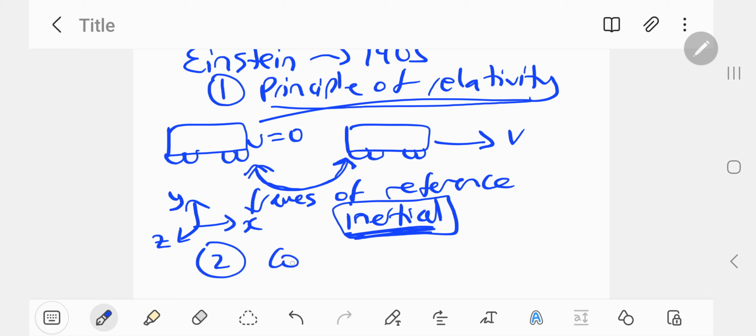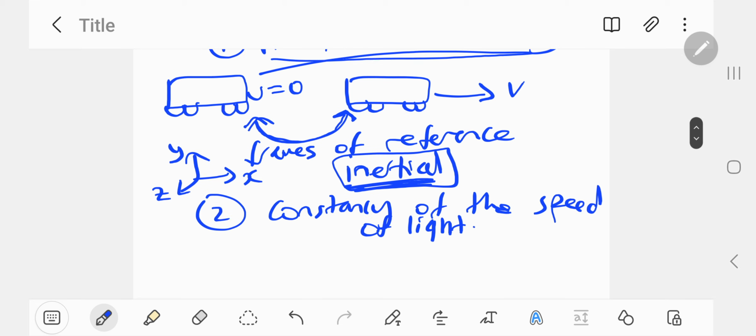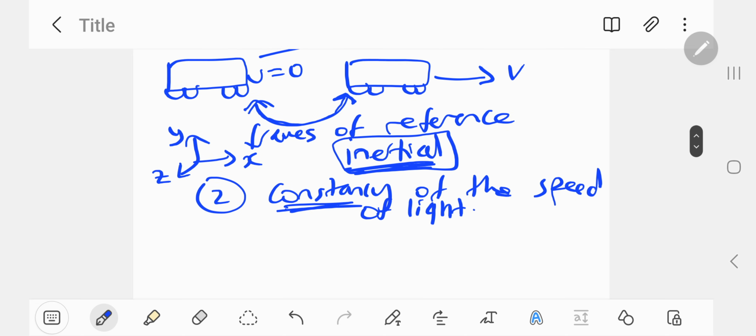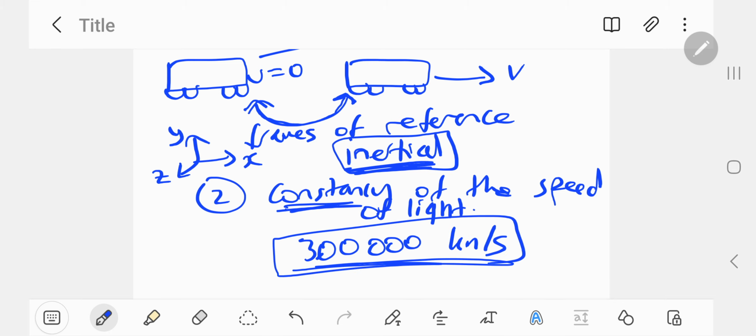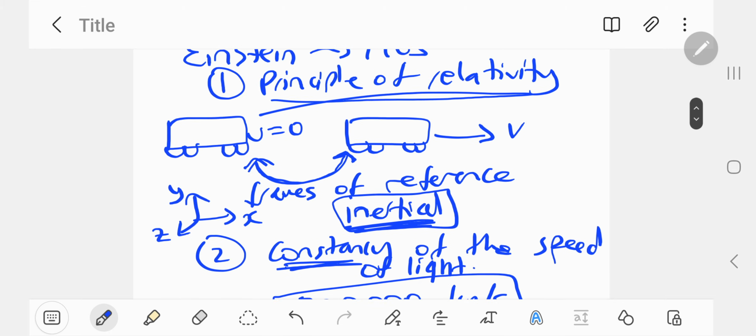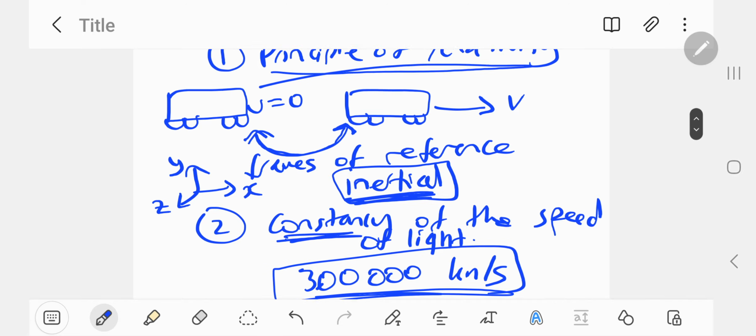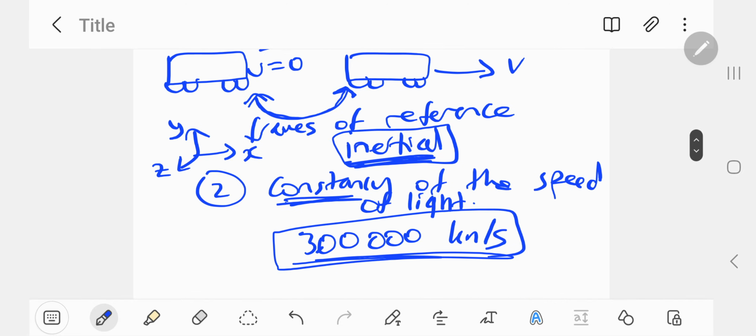And the second one, the constancy of the speed of light. The constancy has got the word constant, which means the same, stays the same. In other words, Einstein said that the speed of light is the same for everyone. We all measure the same speed of light. It's the universal speed limit. Nothing can travel faster than light. And light travels at 300,000 kilometres per second. Incredibly fast. So the two postulates that Einstein came up with: the principle of relativity and the constancy of the speed of light.